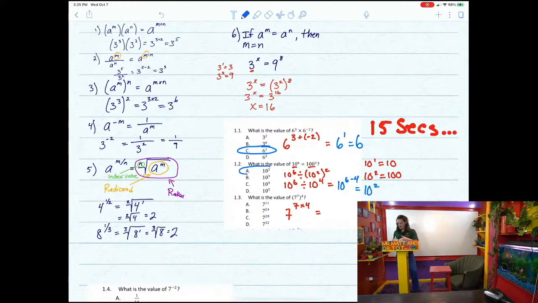That's answer selection A. And for the third problem, 7 to the 7 times 4 power is the same thing as 7 to the 28th power. And that's answer selection C.